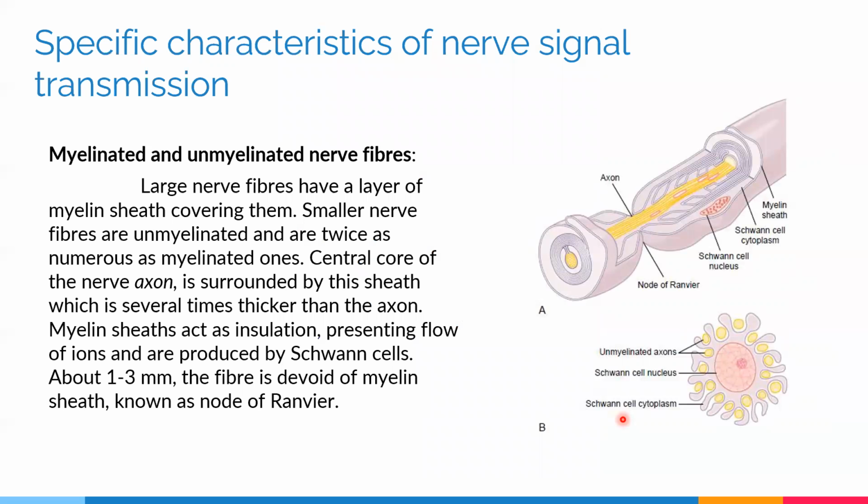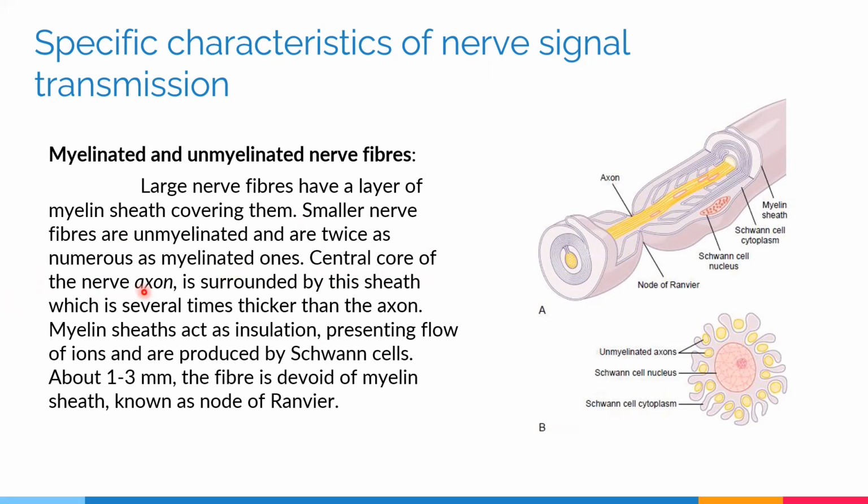Next, let us look into the specifics of nerve signal transmission. To understand nerve signal transmission, first, we have to understand the characteristics of the nerve fiber itself. Large nerve fibers have a layer of myelin sheath covering. The myelin sheaths are insulating material that cover the large nerve fibers, as we can see here and as well as here. Whereas smaller nerve fibers are unmyelinated and are twice as numerous as myelinated ones.